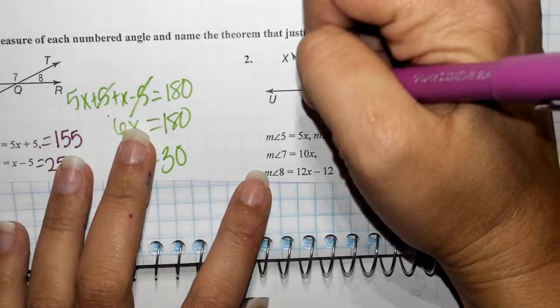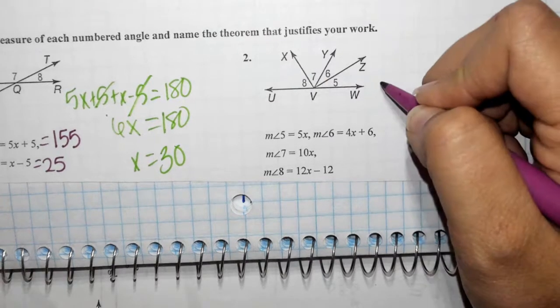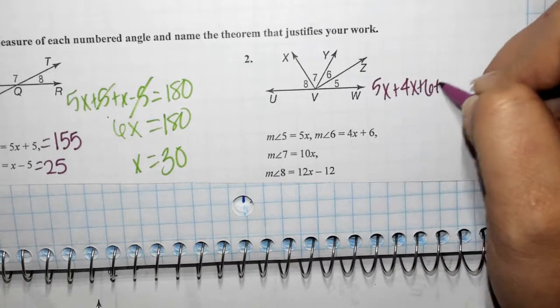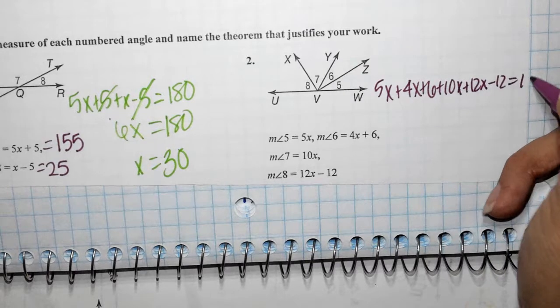Alright, number 2. Now, do all of these make a straight line? They make a linear pair. So what does that mean that they add up to equal? So you're going to do 5x plus 4x plus 6 plus 10x plus 12x minus 12 equals 180.